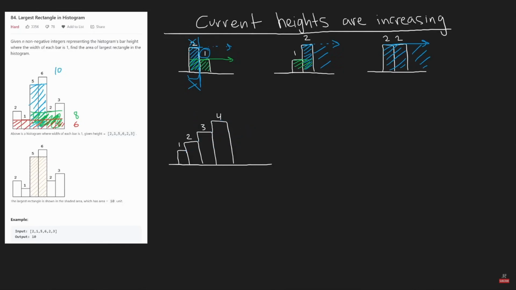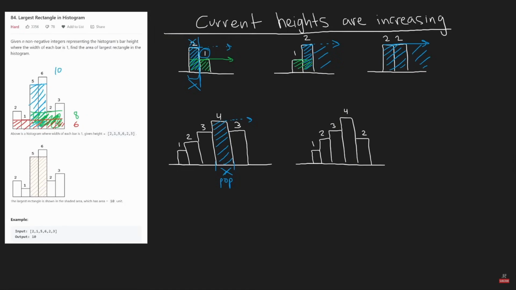But what would happen if we introduced a smaller height after? So if we introduced a 3 over here, that would mean that this 4 over here can't be extended any farther because there's a 3 coming after it. So all we can do is say, okay, these are the boundaries of height 4. Let's compute the area, which is going to be 4 in this case because the width is 1, and then we have to remove this from being considered, right? So we pop it.